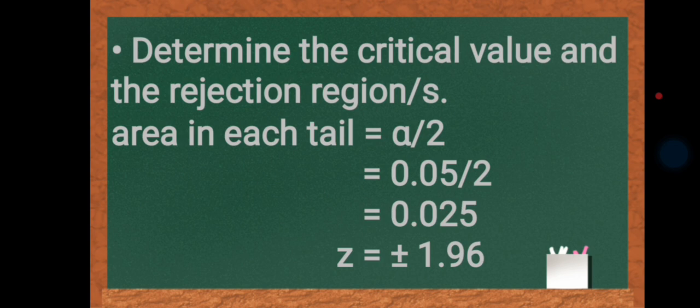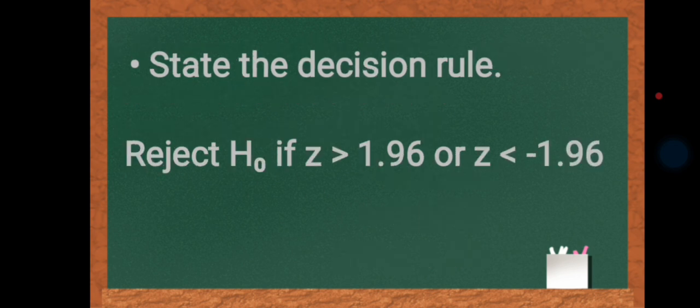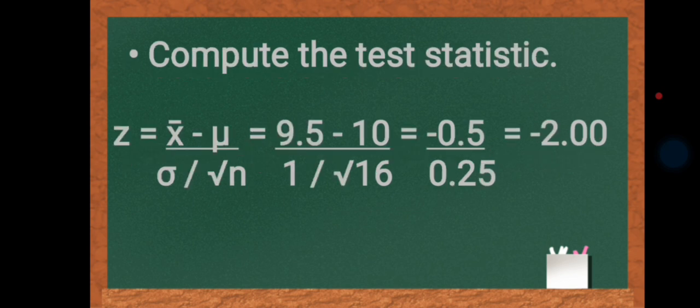Fourth step, state the decision rule. We have to reject the null hypothesis if the test statistic is greater than 1.96 or less than negative 1.96. Fifth step, compute the test statistic.